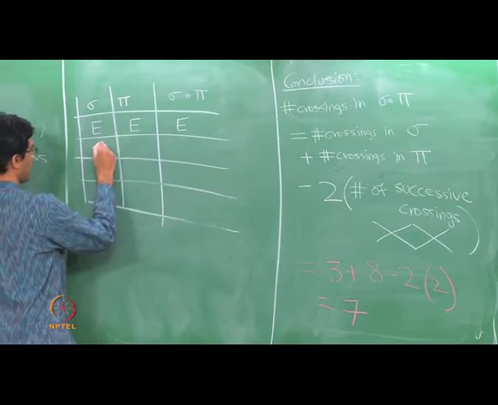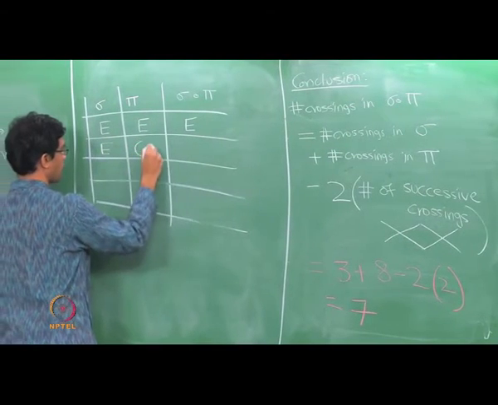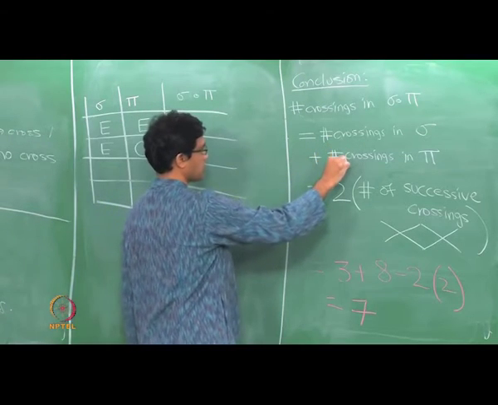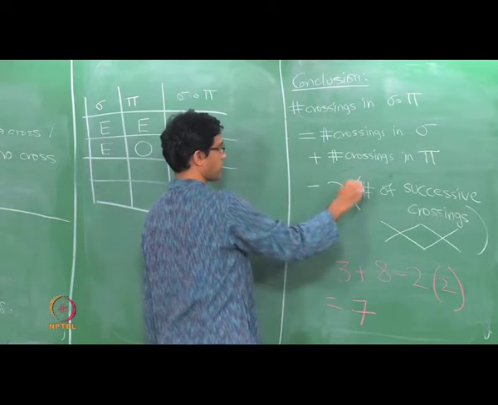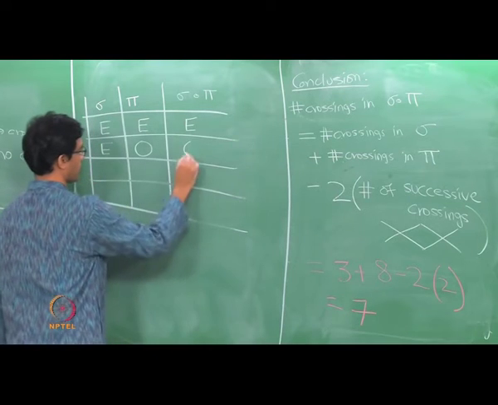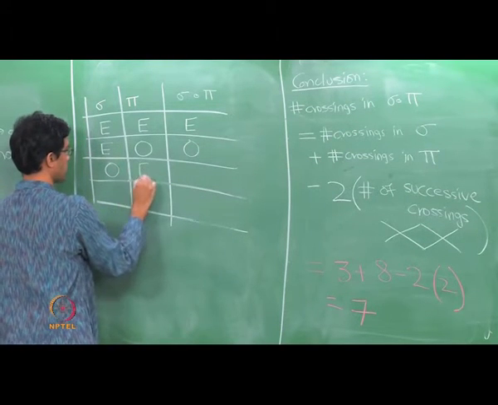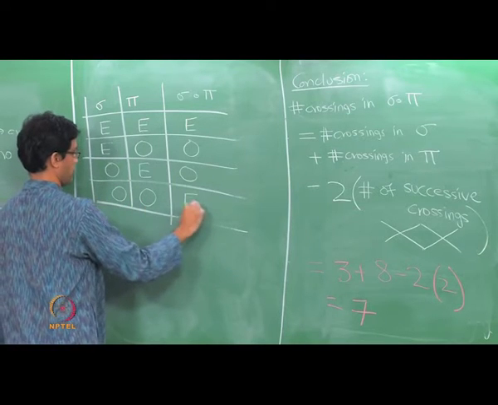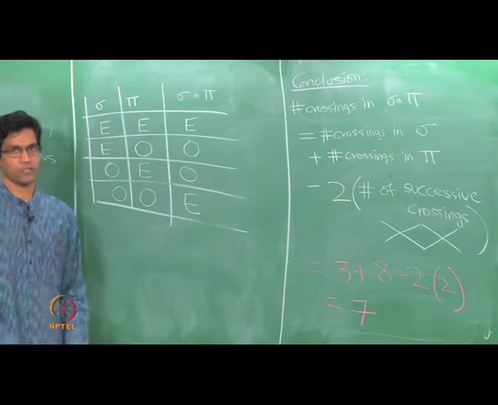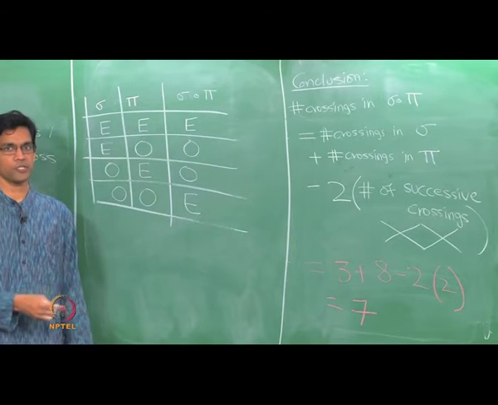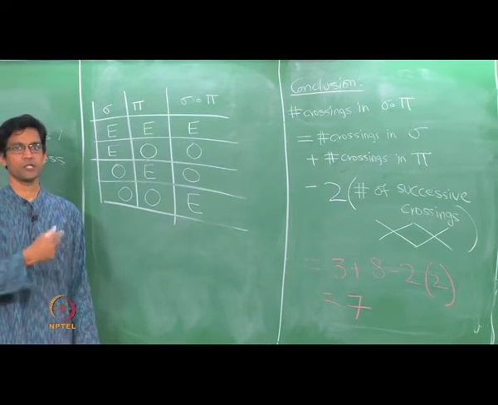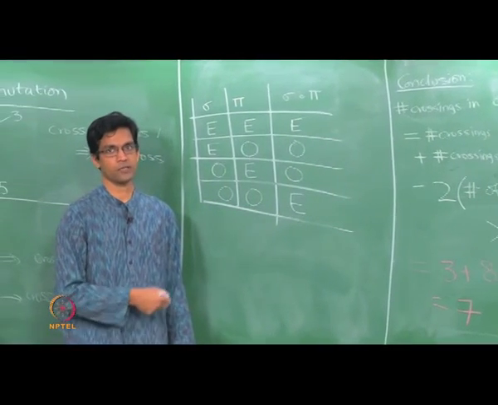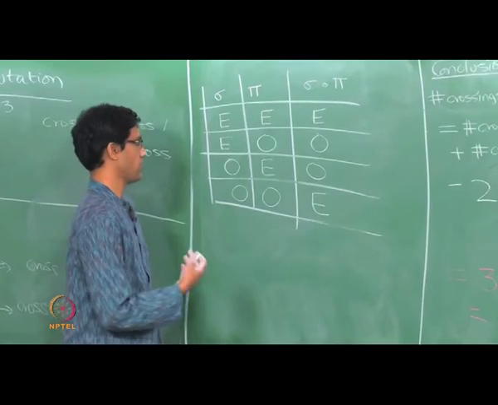Similarly, if one of them is even and the other is odd, the number of crossings is even plus odd, which is odd, from which you subtract an even, you still get an odd number. So if one of them is odd and the other is even, the answer is odd. If both are odd, the answer is even. So if you compose two even permutations or two odd permutations, the answer is always an even permutation. If you compose one odd and one even permutation, then the answer is an odd permutation.